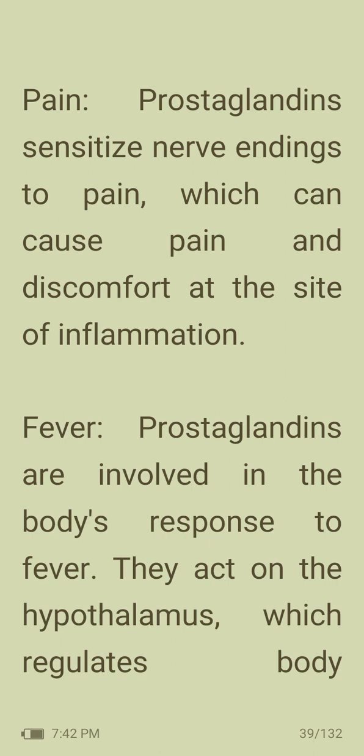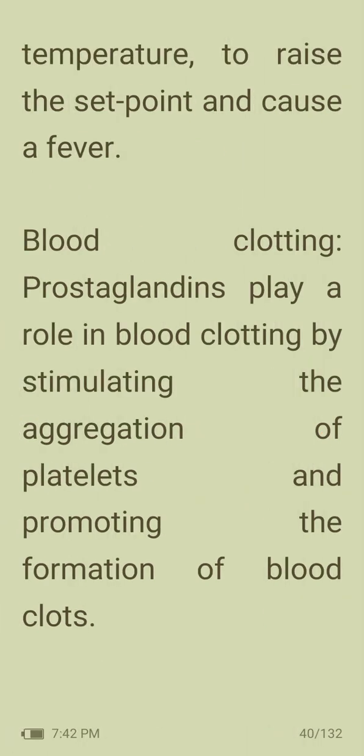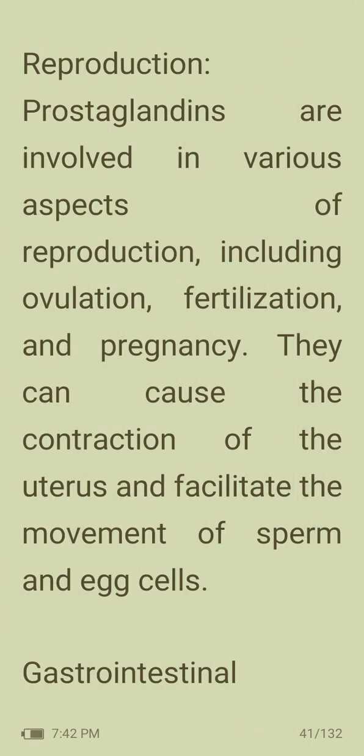Fever is associated with that. Prostaglandins are involved in the body's response to fever. They act on the hypothalamus, which regulates the body's temperature, to raise the set point and cause a fever. Blood clotting. Prostaglandins play a role in blood clotting by stimulating the aggregation of platelets and promoting the formation of blood clots. Reproduction. Prostaglandins are involved in various effects in reproduction, including ovulation, fertilization, and pregnancy. They can cause the contraction of the uterus and facilitate the movement of sperm and egg cells.